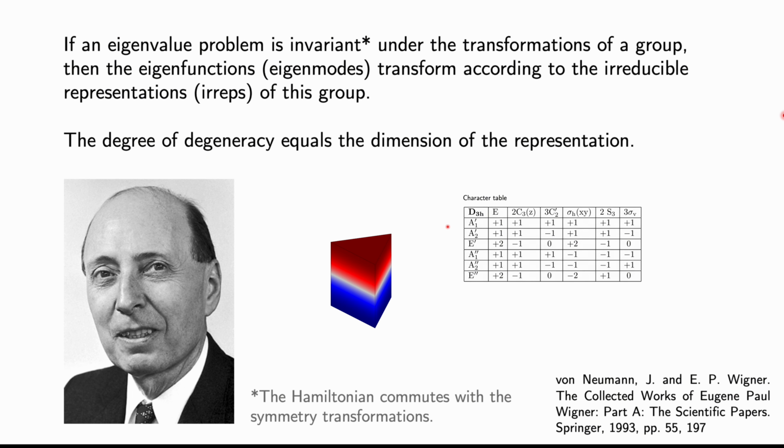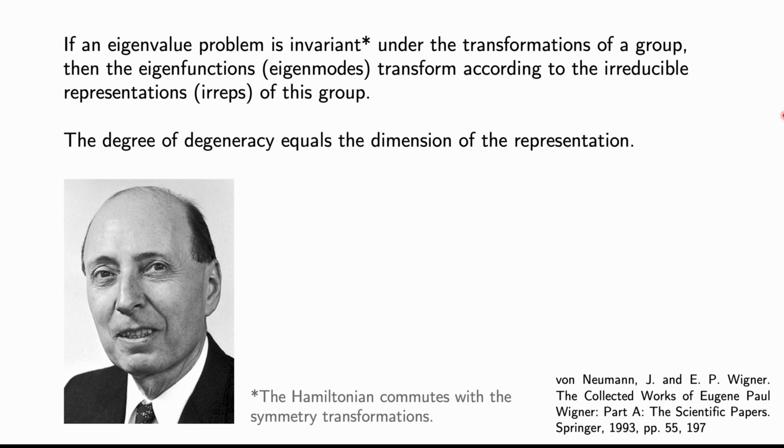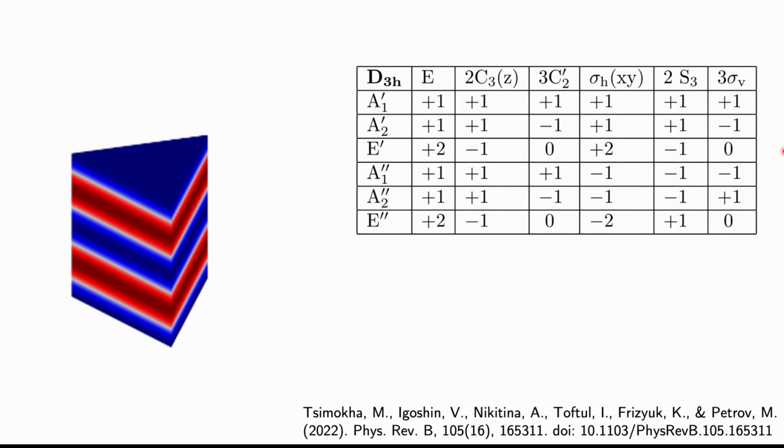In the case of the triangular prism, this means there are only 6 possible ways the modes of this system can behave. 6 distinct types of eigenmodes. In reality, there is an infinite amount of eigenmodes, but they fall into just 6 categories. And Wigner also said that the degree of degeneracy is equal to the dimension of the irreducible representation.